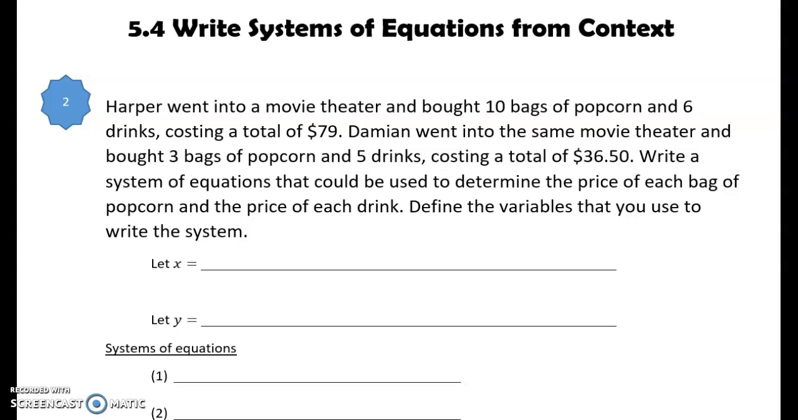In this lesson, we are getting ready to learn how to write systems of equations from context. So we're going to be looking at word problem scenarios and writing our equations.